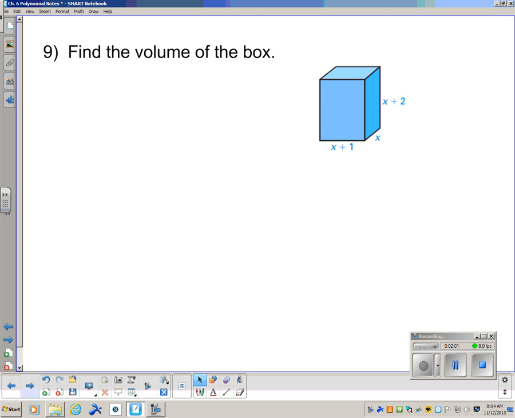So next one here, we're going to be finding the volume of the box. So this time you got to know how to find volume. Volume of the box is just simply length times width times height. So we can put those in any orders we want. So let's put our values in here. We've got x times x plus 1 times x plus 2.